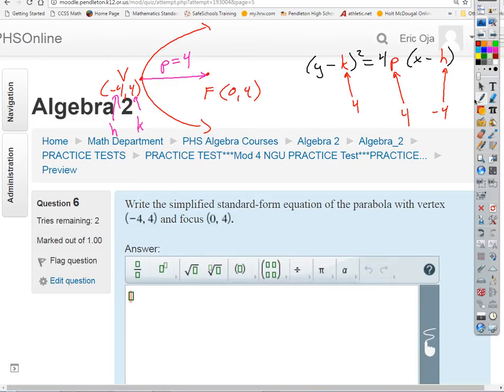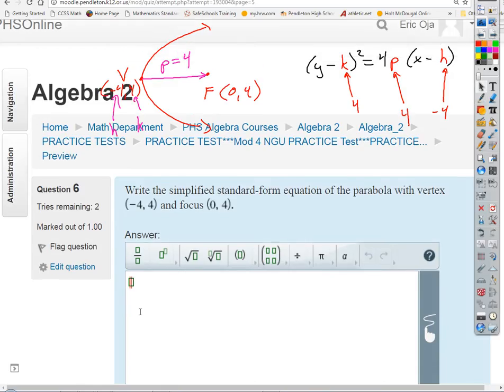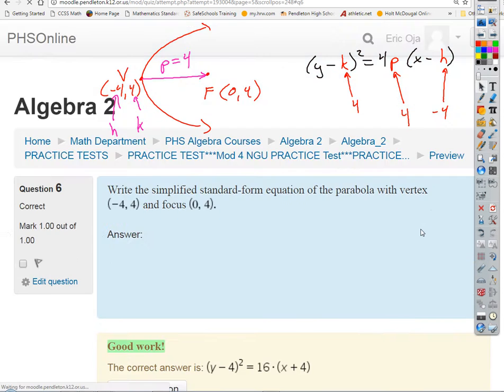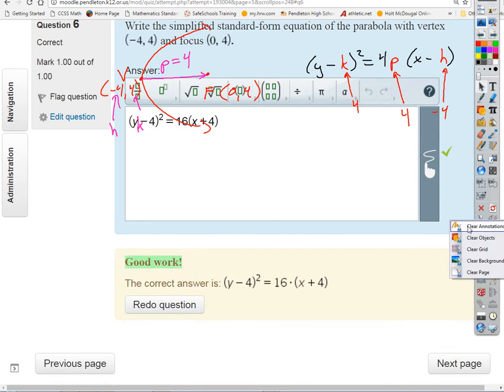So what's our answer look like then? You tell me, what am I going to type here? The quantity y minus 4 squared equals 16, 4 times p, since I'm plugging in 4 for p, times the quantity x plus 4. x minus -4 is x plus 4. Does that make sense? Okay, good work.